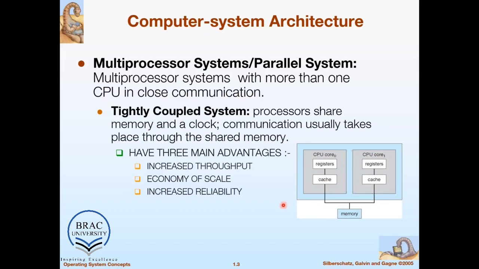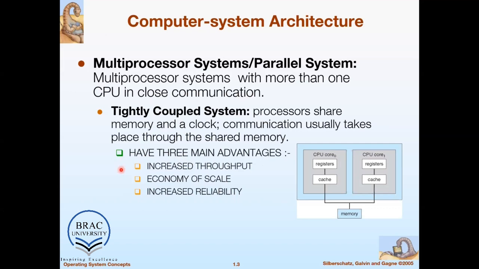There may be a single task or different tasks, depending on what kind of system we have. In order to work together, they need close communication and synchronization with each other. That is why we say that they are in close communication, and they also share the computer resources that they have. Now let us see what the advantages are of having a multiprocessor system over a single processor system.